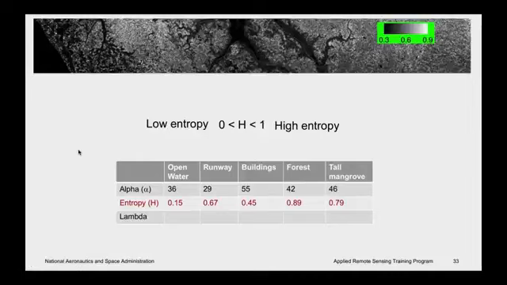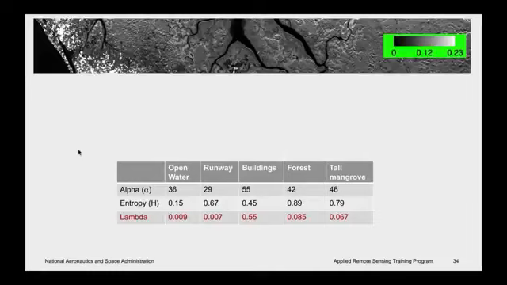Lastly, there is one measurement that is the total power, or lambda, which is not as commonly talked about in the literature, but I thought was interesting in this case because it's very bright in the urban areas. So I thought it would be worth showing this to you today. You can see the lambda value for buildings is extremely high, much higher than it is for any of the other classes.